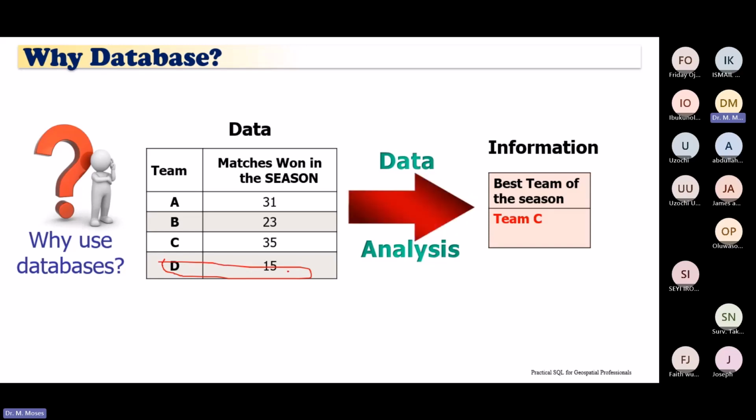So how do we know that? Simply by looking at the number of matches won. If we sort this from highest to lowest, you will be able to see that this team has won only 15 matches. So a database will allow you to carry out data analysis, query, and answer questions that ordinarily, by looking at your data set, you will not be able to answer. Where you have data with over 100,000 rows, and then you are asked a specific question, how do you answer that question? By scrolling through the data? That is why you need a database.